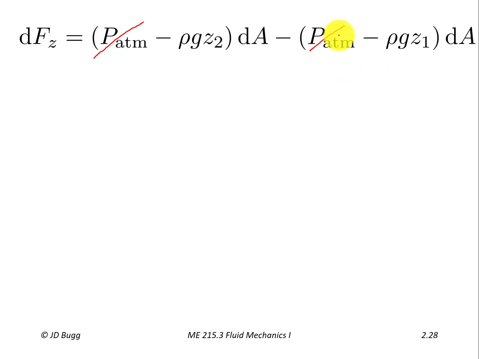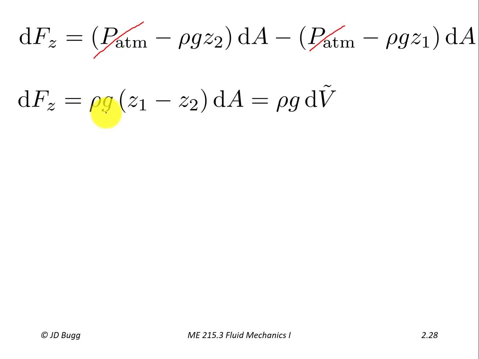So that cancels out, and we can simplify this expression. It just says rho g (Z1 minus Z2) times dA. And Z1 minus Z2 is just the height of that slice. And the height of the slice times dA is just dV, our element of volume. So the force in the vertical direction on that element of volume is rho g times dV.